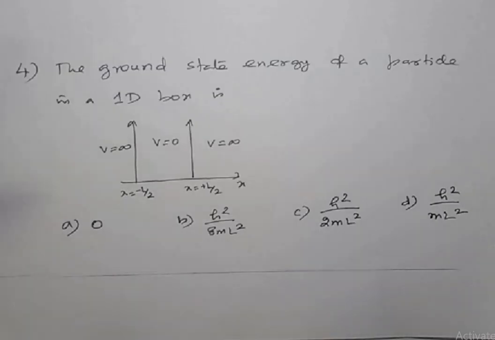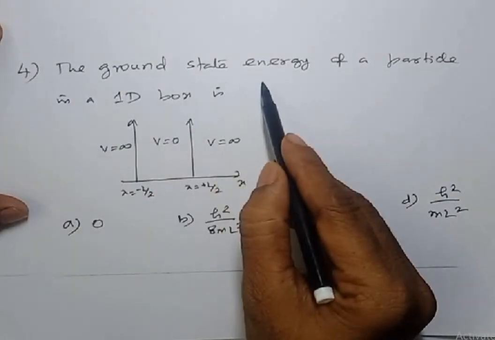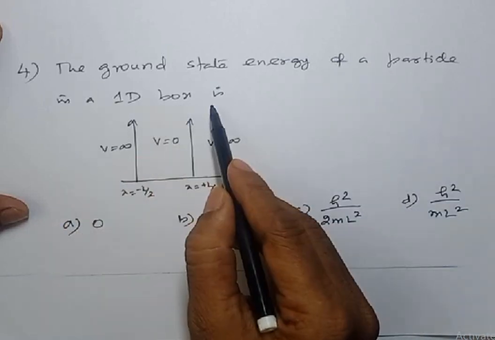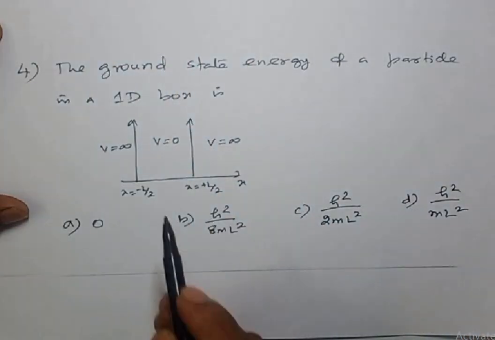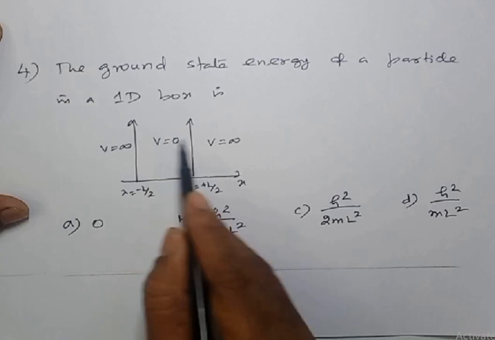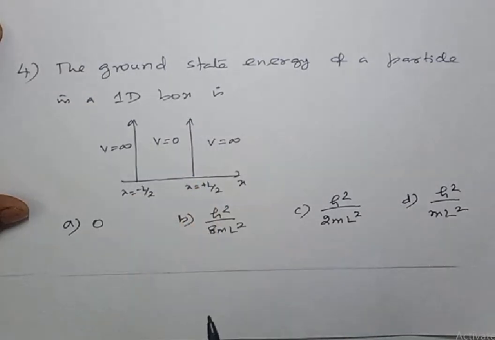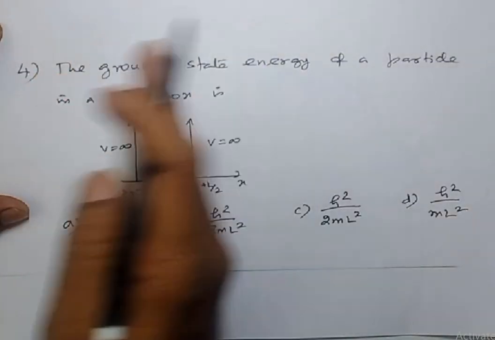This is the next question. The ground state energy of a particle in a 1D box. This is a normal 1D box, where the potential energy inside the box is 0, and outside the box, on the wall and beyond, it is infinite.